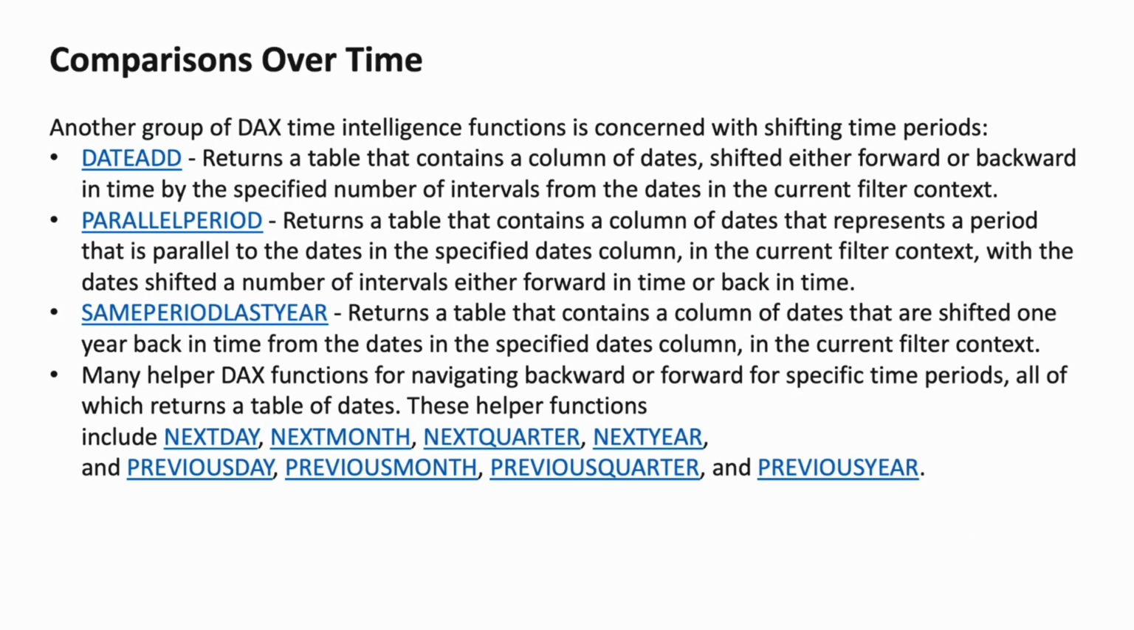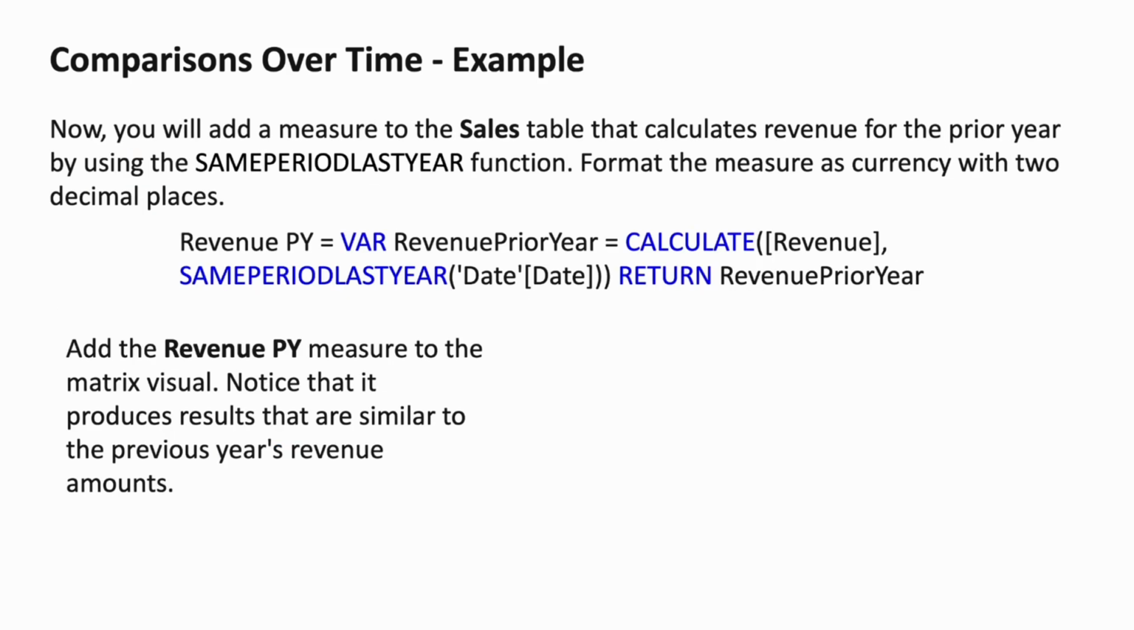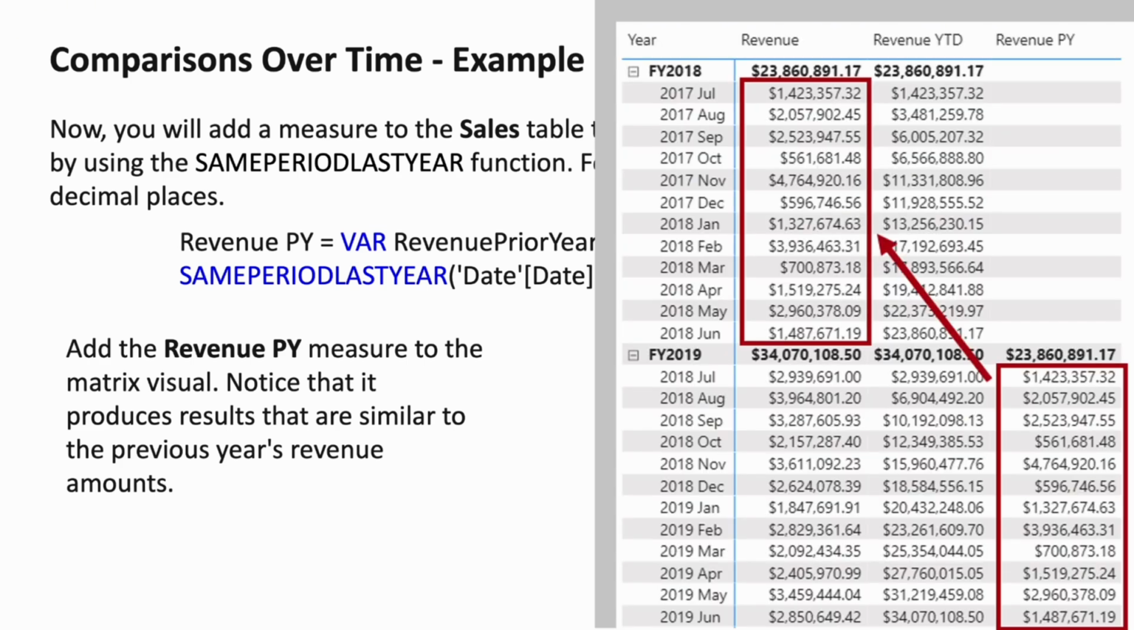Here we have another group of DAX time intelligence functions that handles shifting time periods. Add a measure to the Sales table to calculate revenue for the prior year using SAMEPERIODLASTYEAR, formatted as currency with 2 decimal places. Add the Revenue PY measure to a matrix visual. The screenshot shows the matrix displaying prior year revenue amounts compared to the current period.